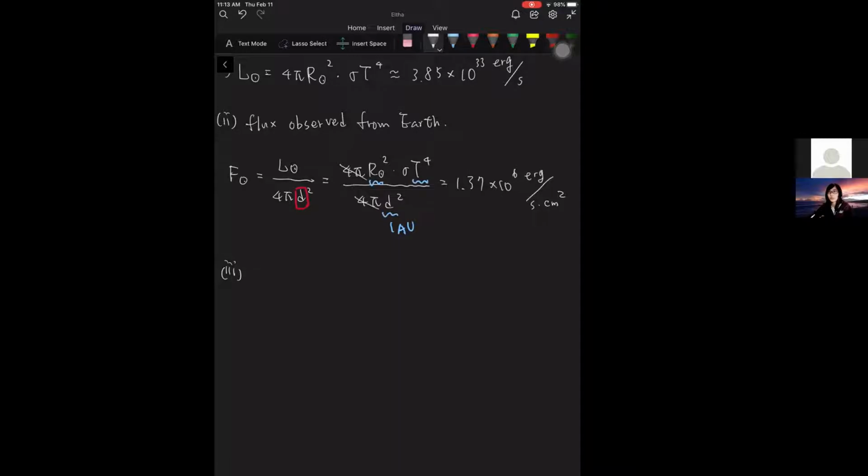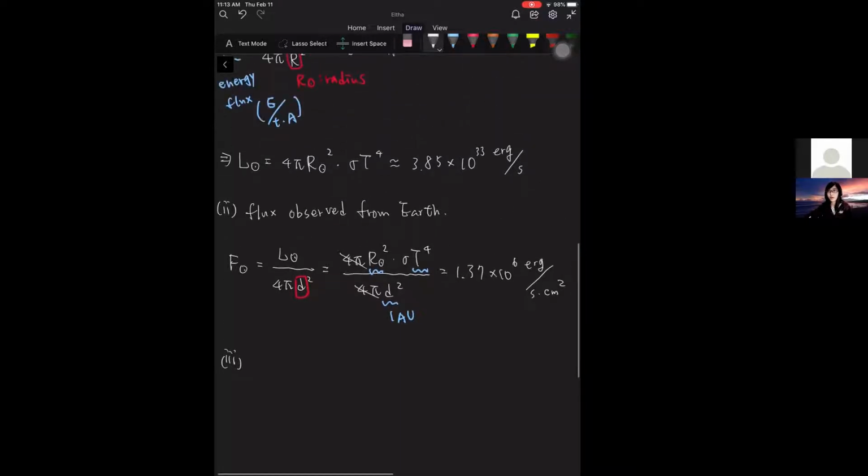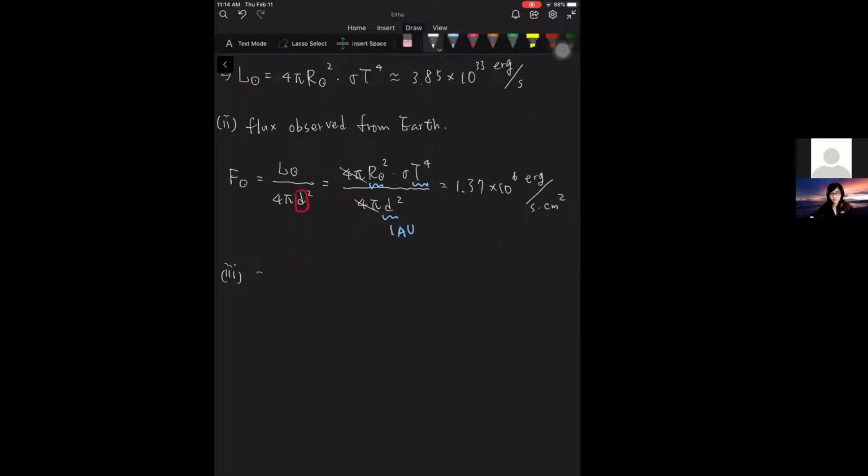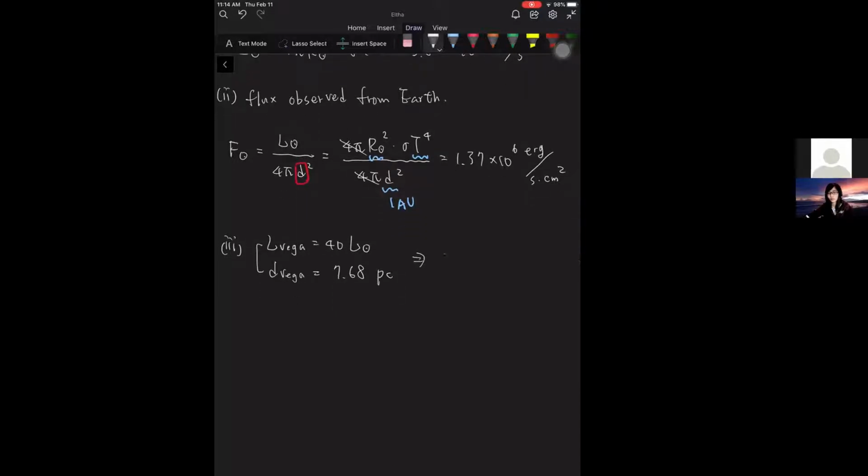Okay, so now we are computing the apparent magnitude of the sun, and we will use the Vega magnitude system. Let's write the information we have again. The luminosity of Vega is 40 times the solar luminosity, and the distance of Vega is 7.68 parsec. And we want to know the apparent magnitude of the sun.